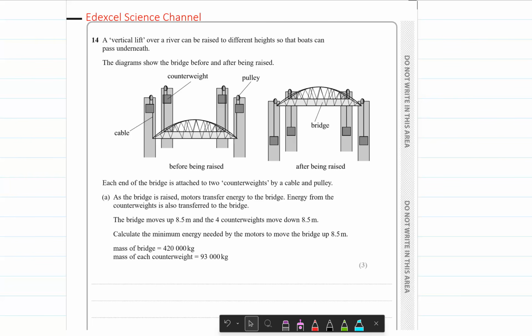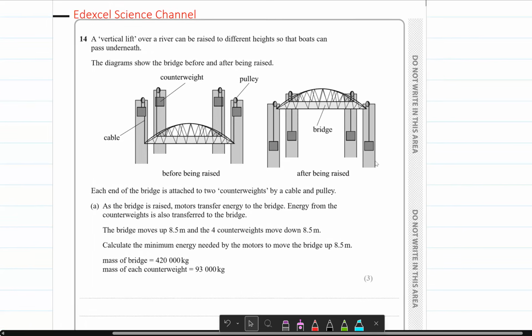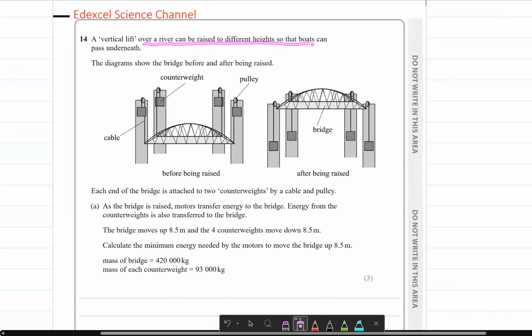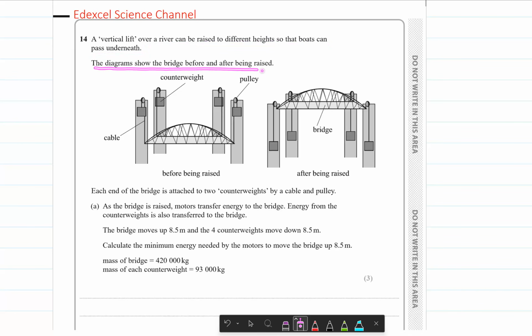We are at question 14 from 2026 June Edexcel IAL Physics Unit 1. Question 14 says a vertical lift bridge over a river can be raised to different heights so that boats can pass underneath. The diagrams show the bridge before and after being raised.